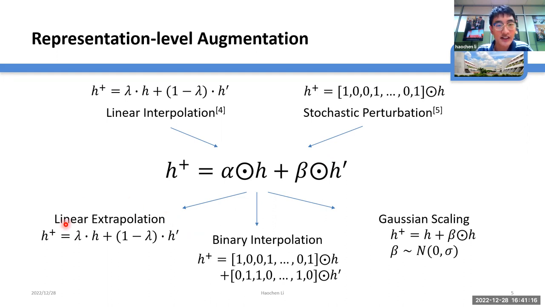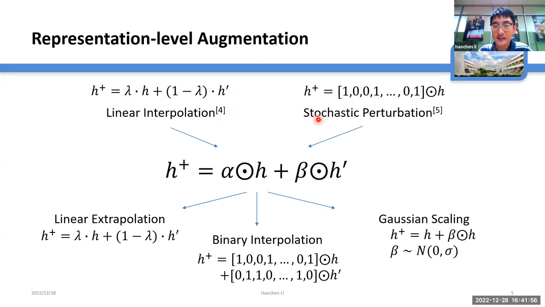The linear interpolation is just the commonly used linear interpolation. We use a lambda to multiply the original representation h and one minus lambda to multiply the noisy representation h prime to get the augmented representation h plus. And here we need to know that the lambda falls into the range from 0 to 1. This is just the definition of linear interpolation.